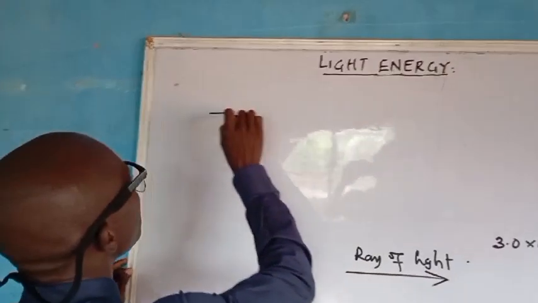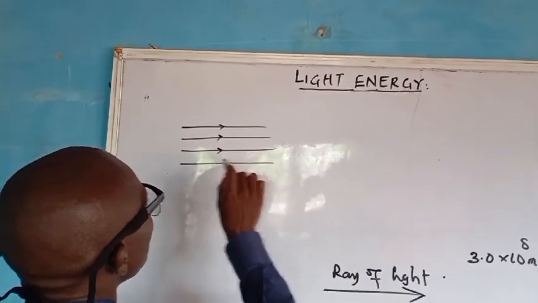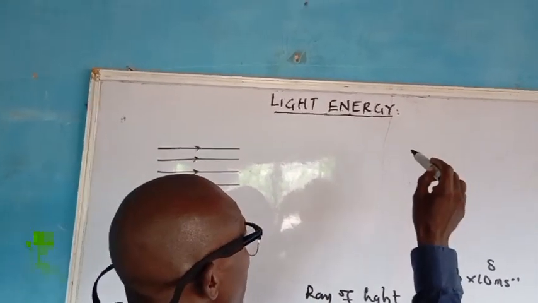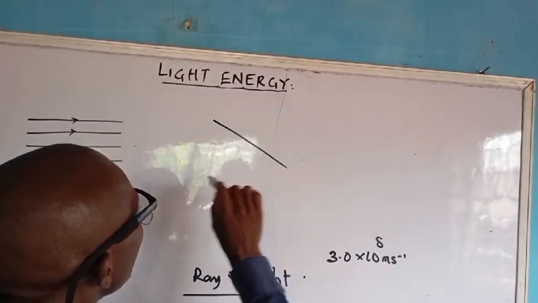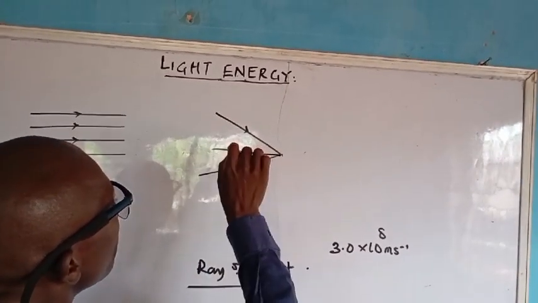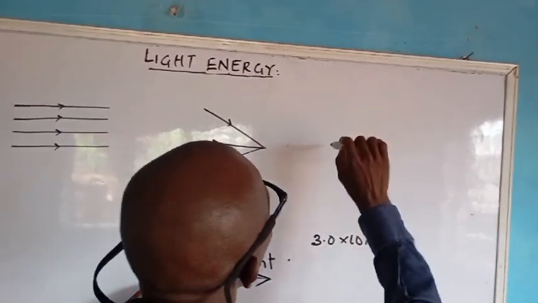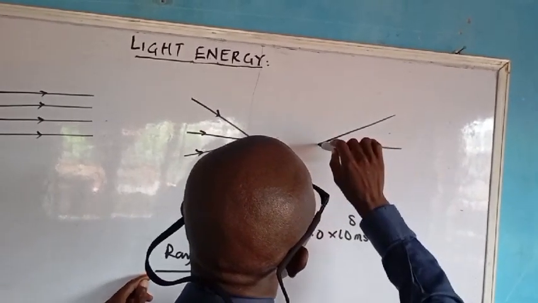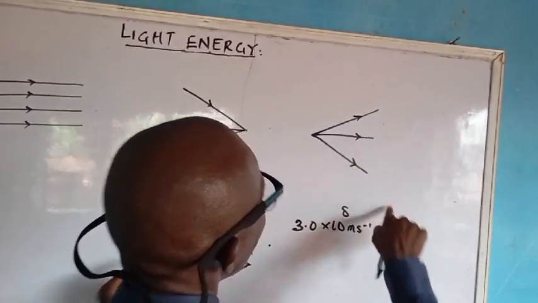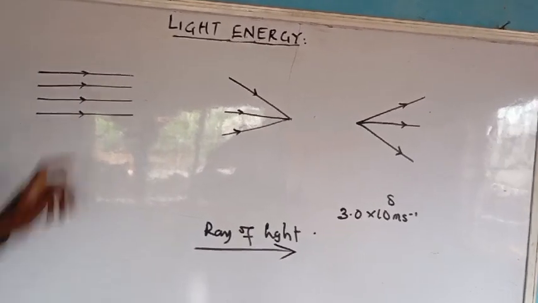Now, we talk about the parallel beam. These are parallel beams. Look at it. All these are parallel beams. When we now say convergent beam, look at them here. This is what we call a convergent beam. Why would we say divergent beam? Look at it here. We have it like this. All these are divergent. This is a divergent beam, this is a convergent beam, and this is a parallel beam.